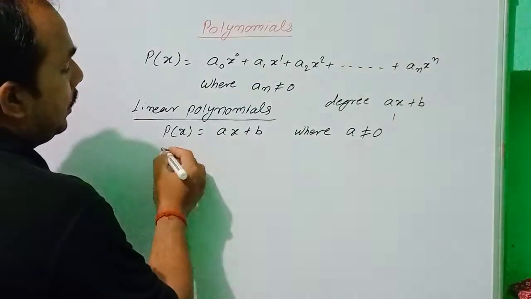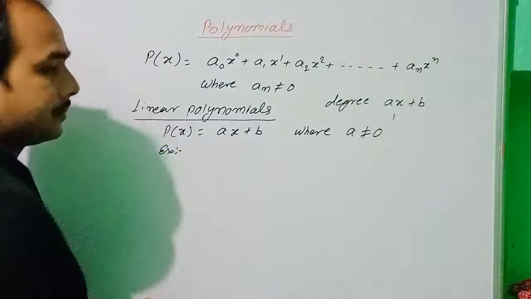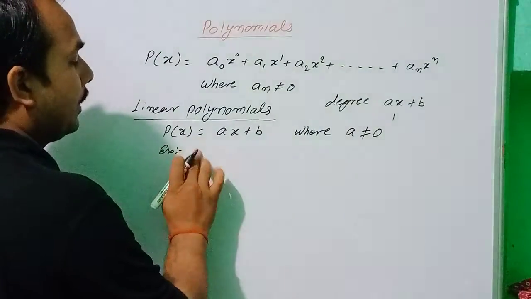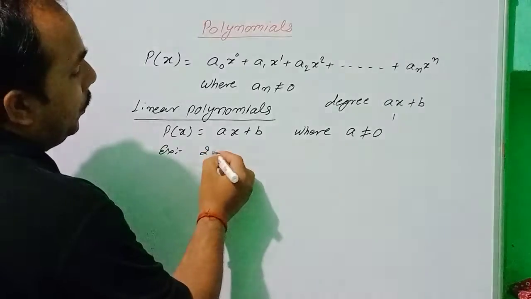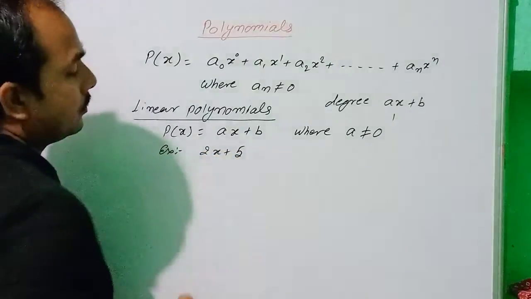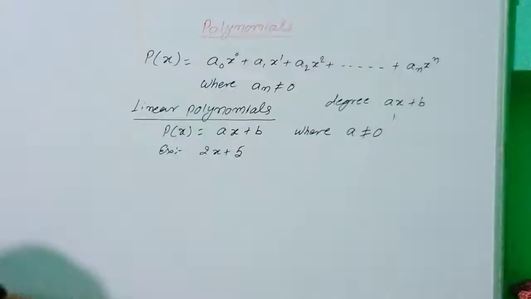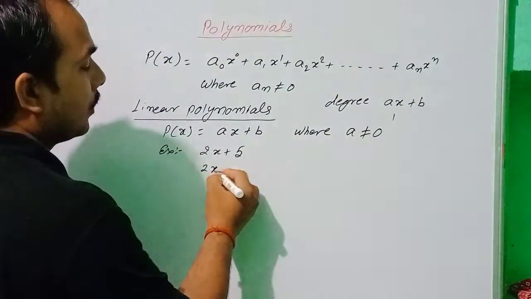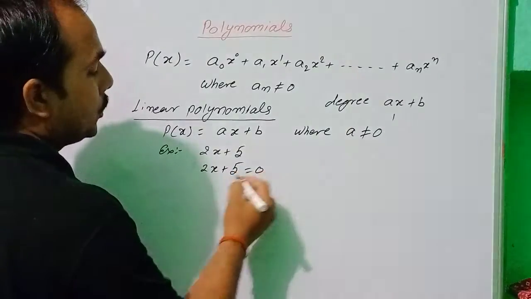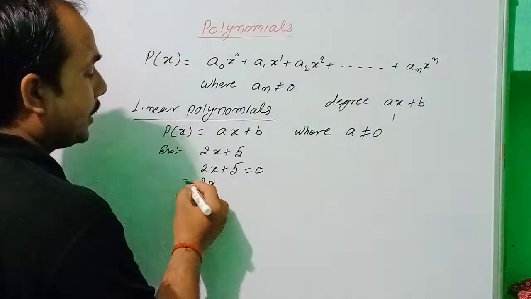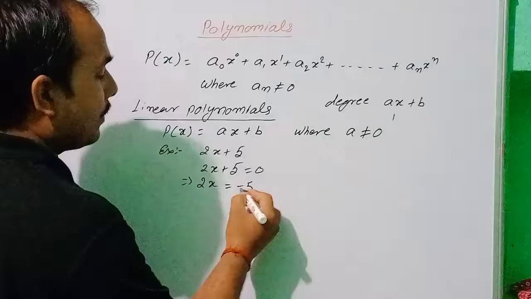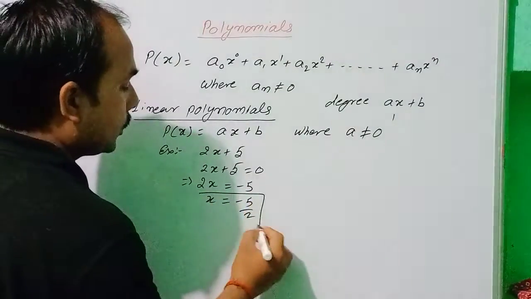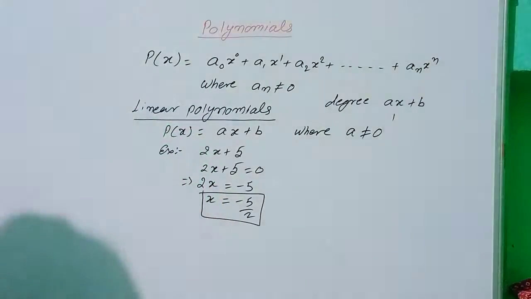Suppose one example here given, 2x plus 5. What is the value of 2x plus 5? So if 2x plus 5 is equal to 0, then 2x is equal to minus 5, x is equal to minus 5 by 2. This is your value. Any problem? No sir.